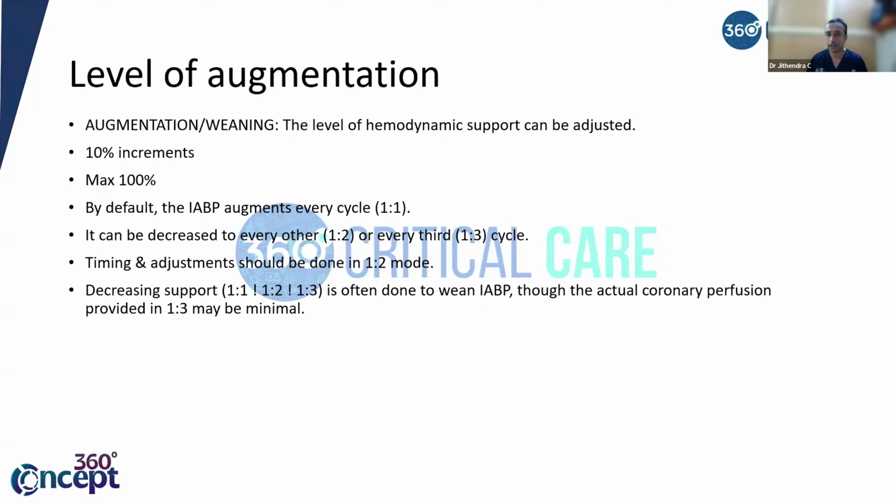So timings and adjustments should be done in 1:1. That's what I told you. Say you started your patient on 1:1. I should know what is happening with the inflation and deflation. How do I do that? So start with 1:1, change to 1:2. I told you, you can appreciate what is happening with the hemodynamics and with the inflation and deflation only if you put it into 1:2. So change it to 1:2, adjust your timings, and then put back again to 1:1. And after that, when you're trying to wean, you can again change back to 1:2. Whenever you have any doubt about inflation, deflation, whether the timings are right or not, change the augmentation to 1:2, see the adjustments, see the waveforms.